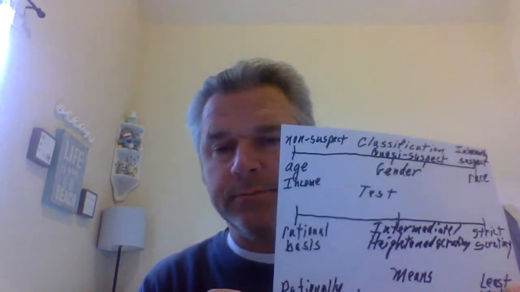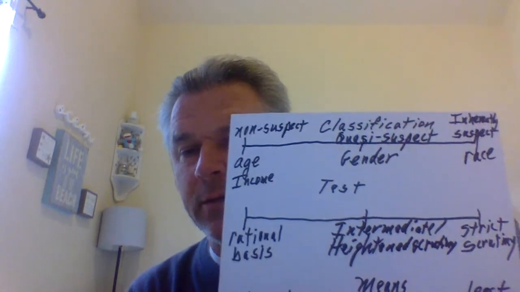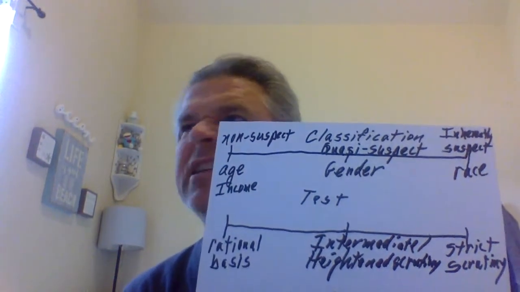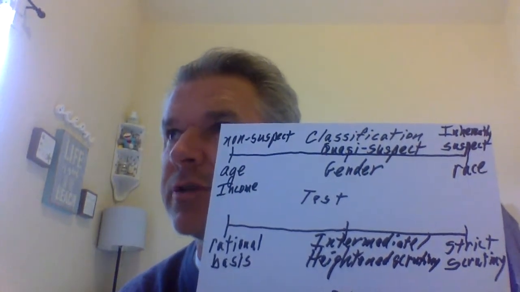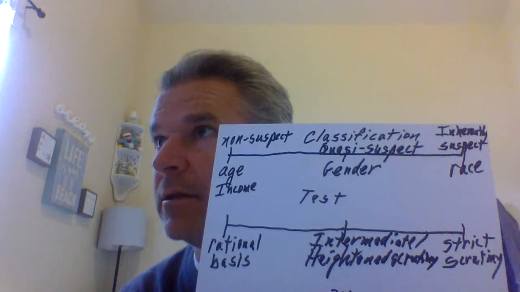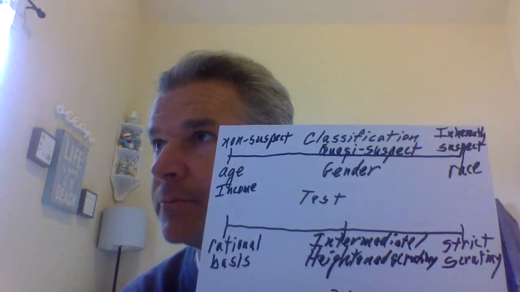So the court is going to apply what it calls intermediate or heightened scrutiny. So they're not going to look at it as severely as they do when they apply strict scrutiny, right? But they're going to look at the policy a lot more closely than they do when they're applying the rational basis test, right?